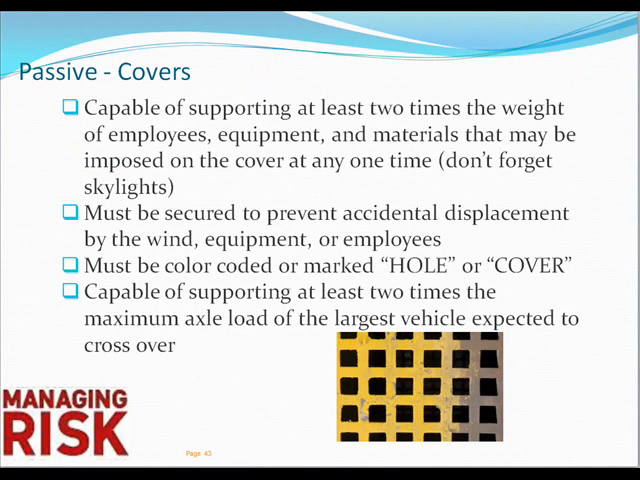Passive covers, capable of supporting at least 2 times the weight of employees, equipment, and materials that may be imposed on the cover at any one time. Don't forget skylights. Must be secured to prevent accidental displacement by wind, equipment, or employees. Must be color-coded and marked hole or cover, capable of supporting at least 2 times the maximum axle load of any largest vehicle to be expected to cross over.